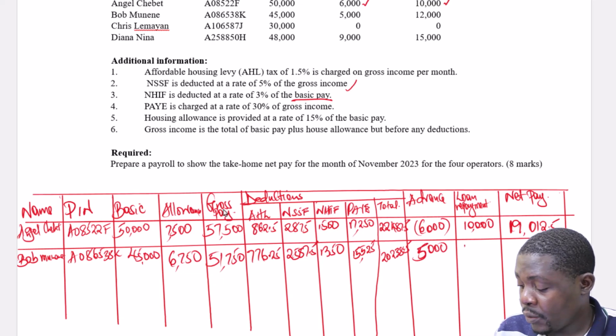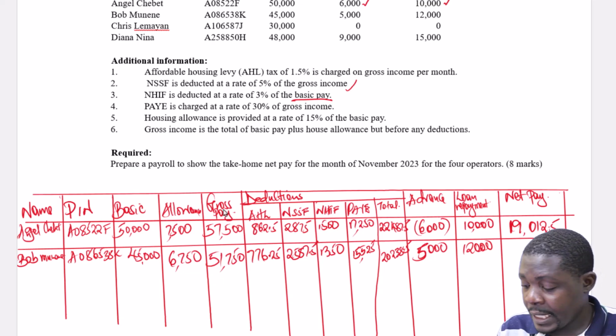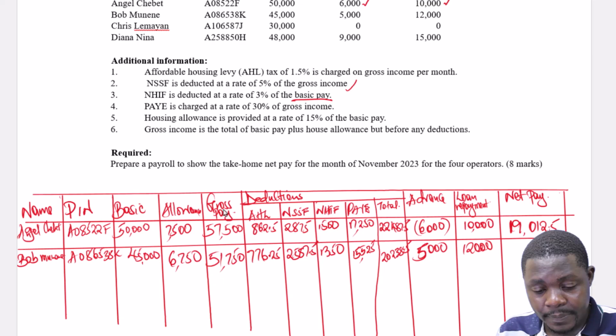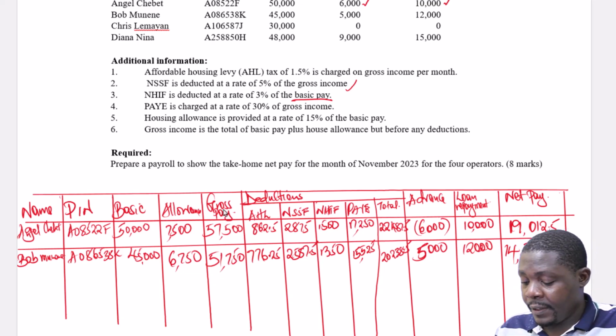and paid a loan of 12,000. The total deductions amount to that. Then we minus it from the gross, which was 51,750. The money he took home was 14,511.25.